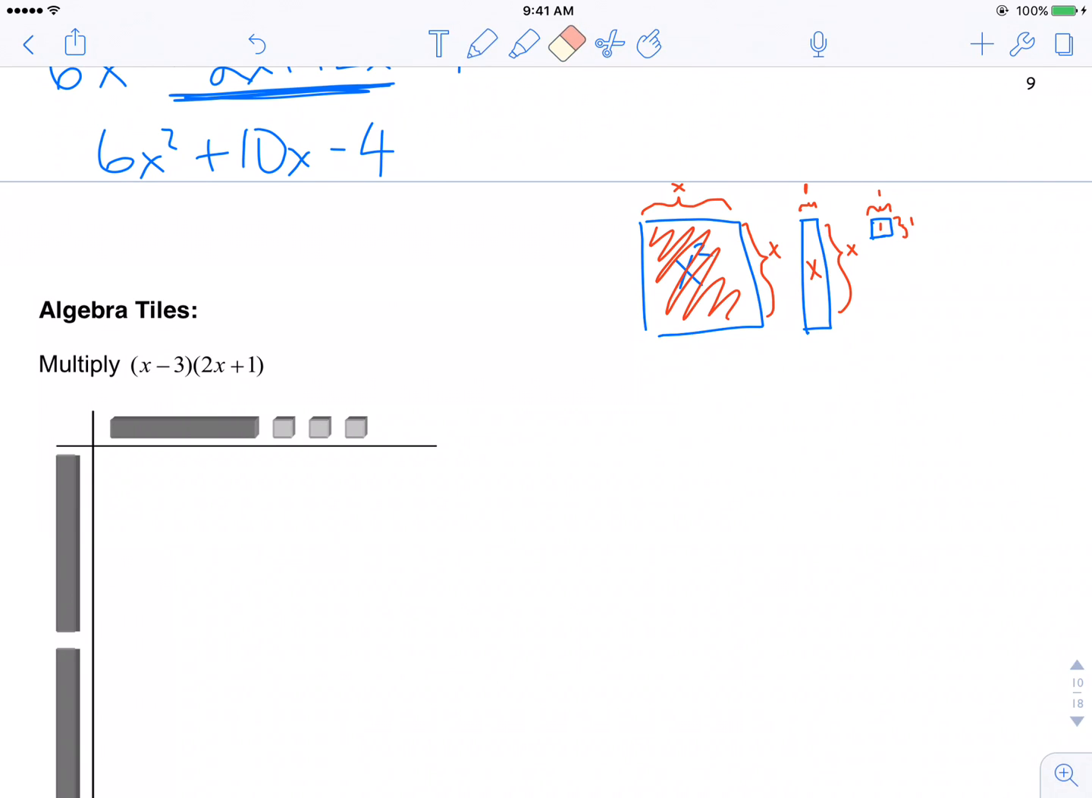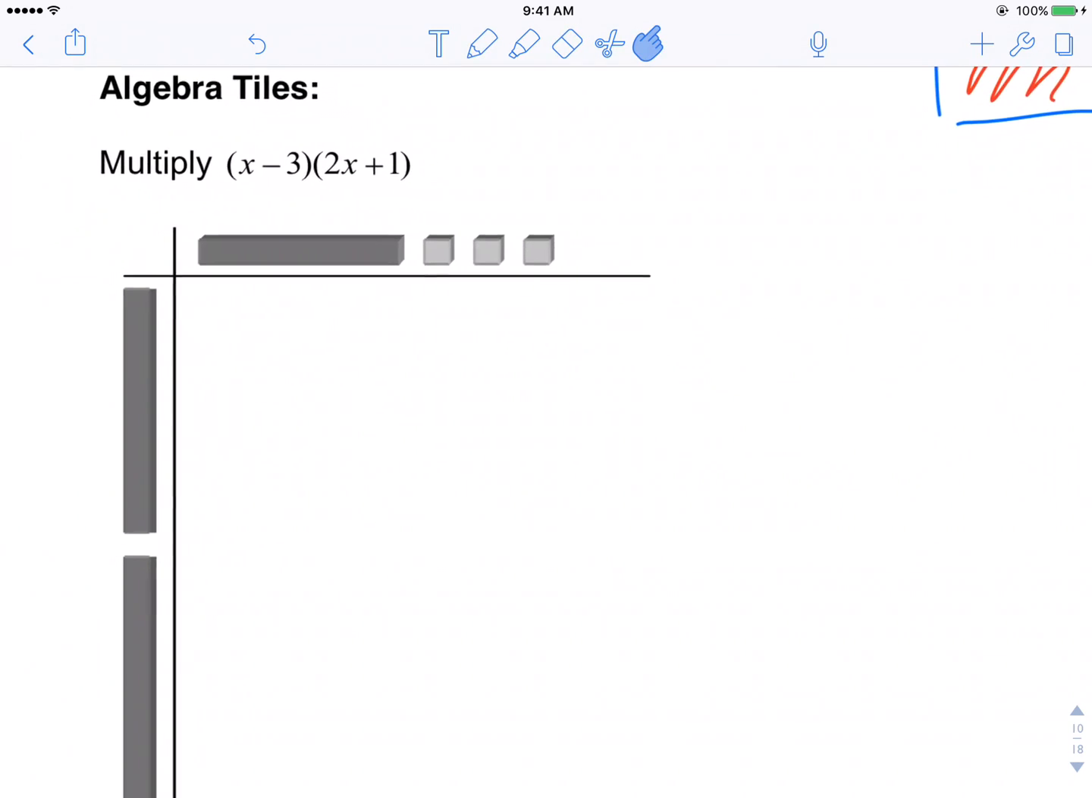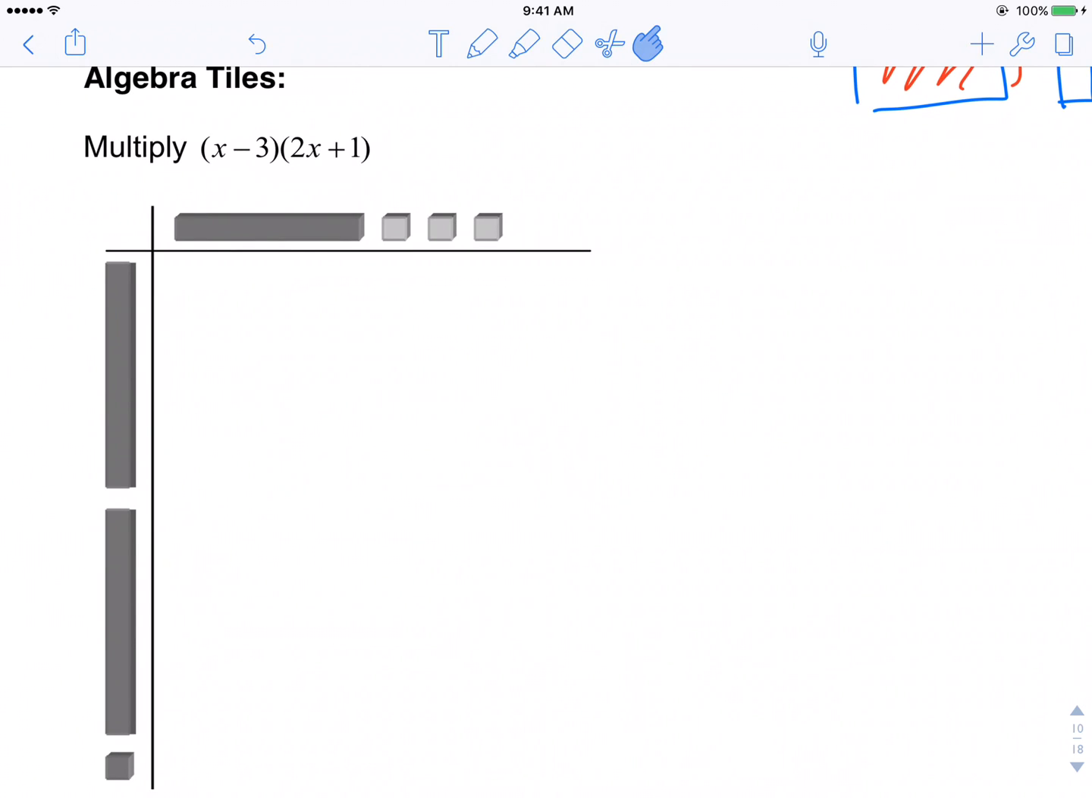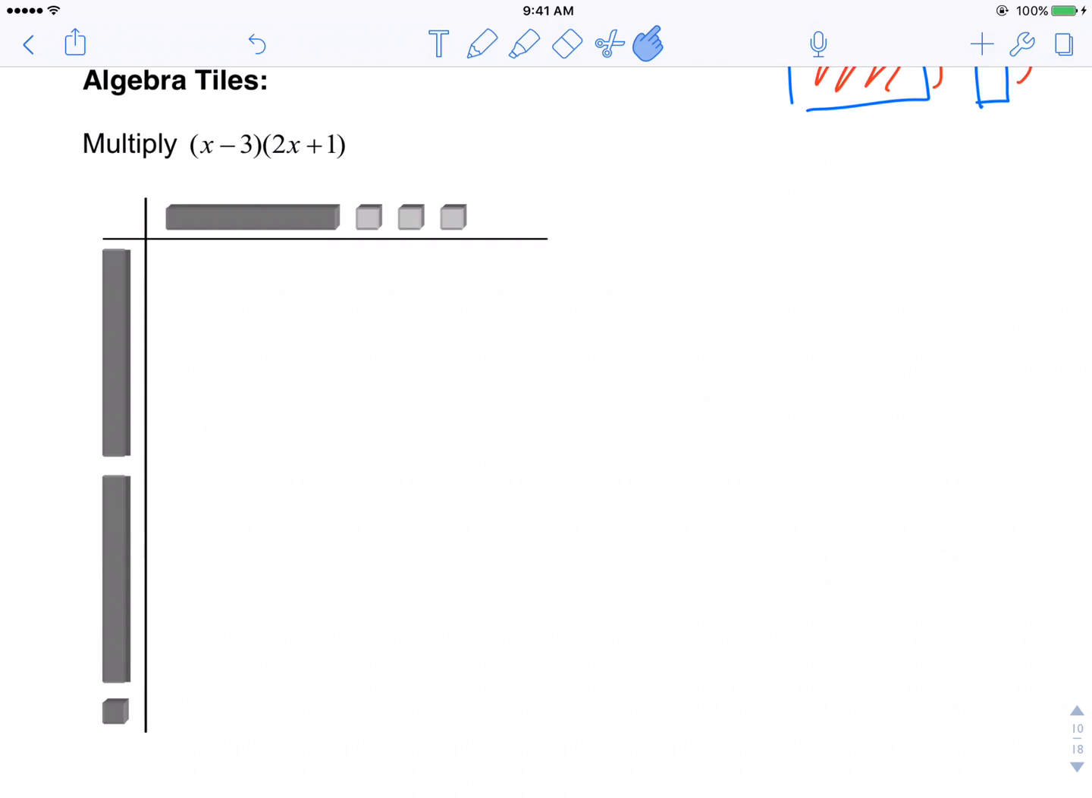of polynomials. So here we have this binomial multiplication, x minus 3 times 2x plus 1. Remember, the different colors of the tiles represent positive or negative. So we have the darker shaded ones representing positive values, and the lighter shaded ones, this one and this one, representing negative values. Remember the rules of positive times a negative, negative times a positive, those all apply when we're looking at algebra tiles.